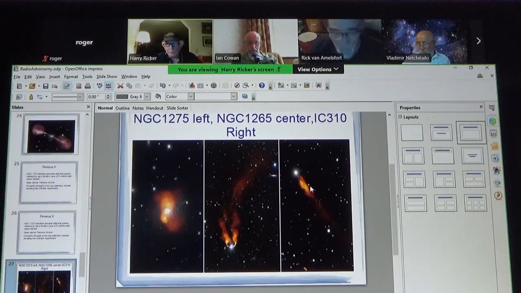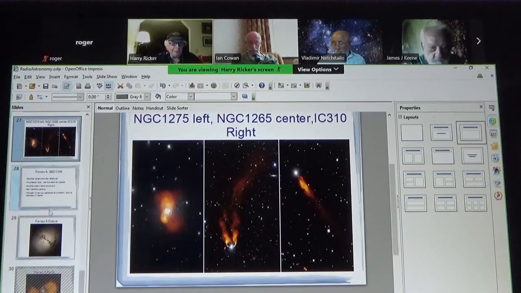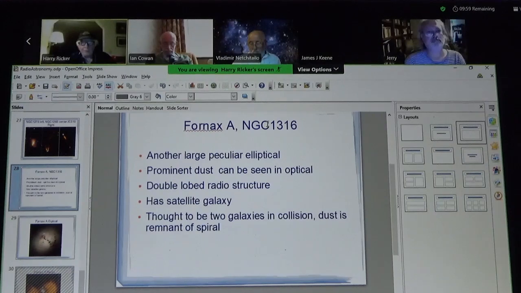morphology. Then this one on the right, IC 310, all you have is one trail. You don't have the classic double structure. So here you have three different radio galaxy structures. The one in the middle has got jets coming out of both sides of it. The one on the left doesn't seem to have any jets at all, and the one on the right seems to only have one jet. So it's kind of a mixed bag. This one I like, this one's kind of interesting. We're getting towards the end here.